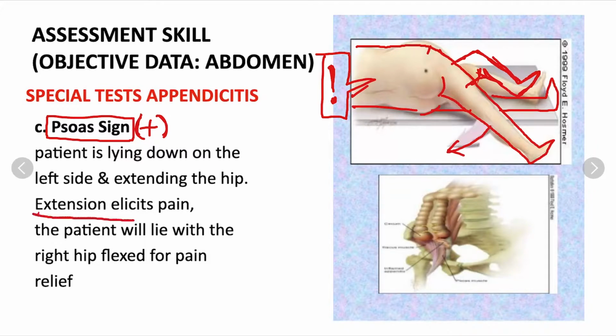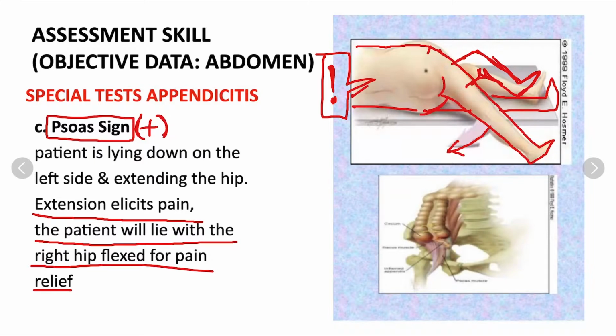Okay, because extension of the hip or the leg will trigger the patient to change position so that it would provide relief. So if there is pain and the other leg reacts with flexion to the extension of the right leg, then the patient is positive for the Psoas sign. These tests are painful, especially for those with acute appendicitis. So do it with caution as always.